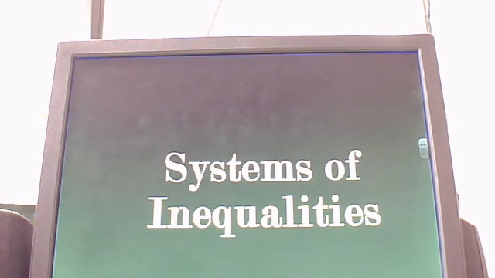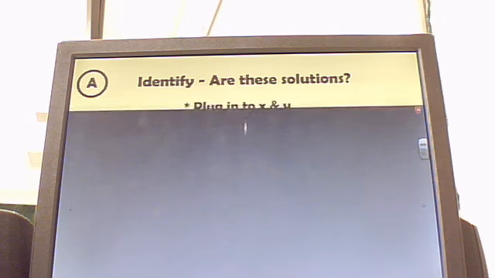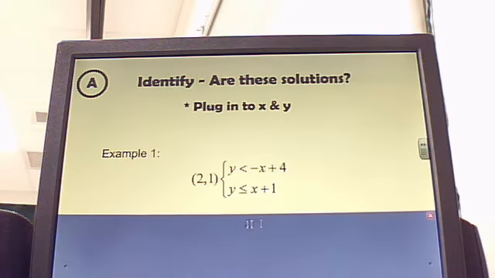The first section that we want to talk about is section A. Be sure you're copying this down in your foldable. Part A is to identify, are these solutions? Remember, all a solution means is an ordered pair that satisfies both inequalities or equations in a system, so both answers work. To figure that out, we're going to plug in to x and y, so that's how we're going to do that. Here's our first example.